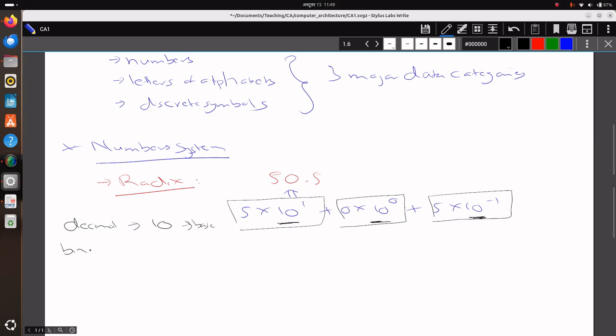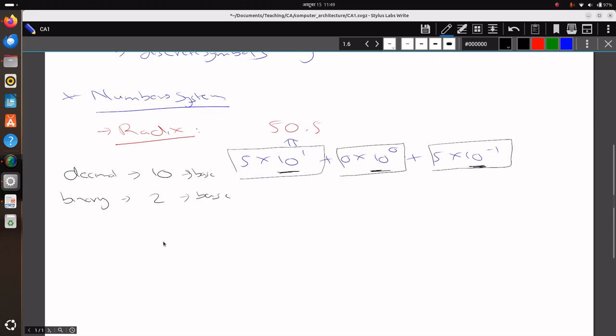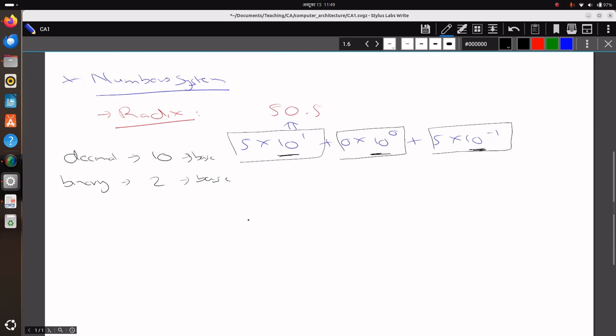So what about in case of binary? In case of a binary number system, the radix or the base used is 2. Let's say we'll take an example of representing a binary number here, 101101. We all know this transformation.